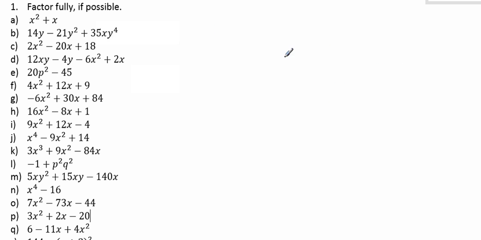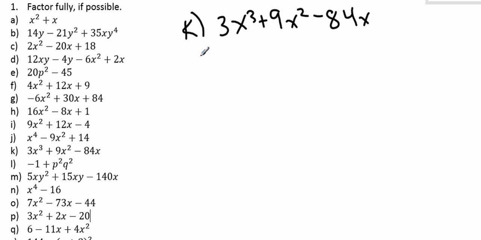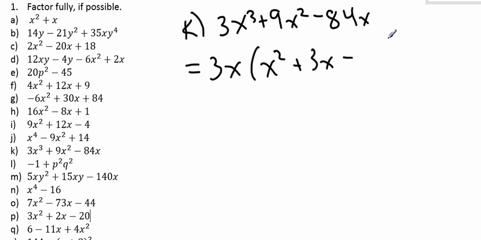So let's jump ahead and look at K. K for can I factor? K for nothing. Okay, now here we go. So clearly there's an x in each term, so I know I'm going to factor x. Can I also factor the 3 out? Yes, everything there is divisible by 3. So we're going to factor 3x, leaving x squared plus 3x minus 28.